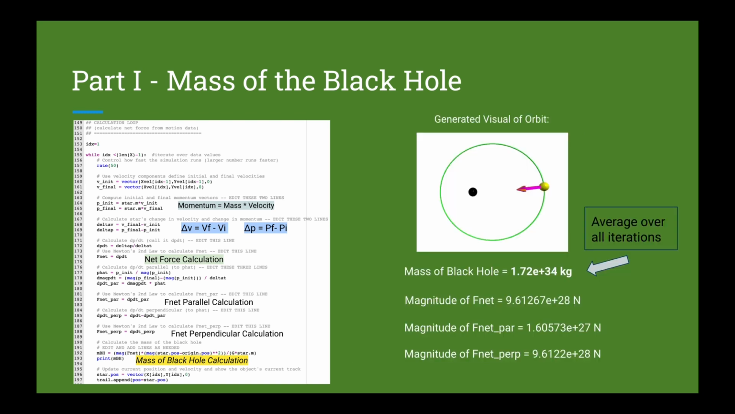Here we see a generated visual of the orbit, and we determine that the mass of the black hole is 1.72 times 10 to the 34 kilograms. As we see, we have a while loop, so this is calculated by taking the average over the calculated mass at every iteration. We also have the magnitude of F-net, F-net parallel, and F-net perpendicular here.